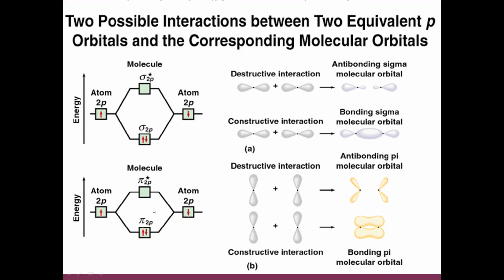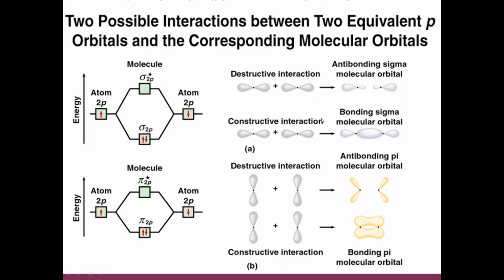And so in this case, when the pi and the pi have the constructive interaction, they will form the bonding pi molecular orbital. So you have the bigger electron density between these 2 atoms. For anti-bonding, similarly, you have less electron density sitting between these 2 atoms. So this is called anti-bonding pi molecular orbital.